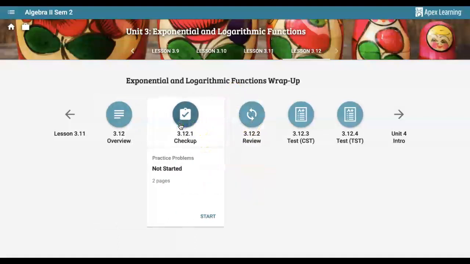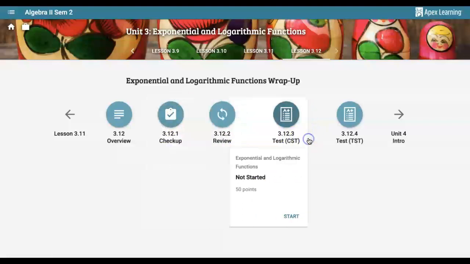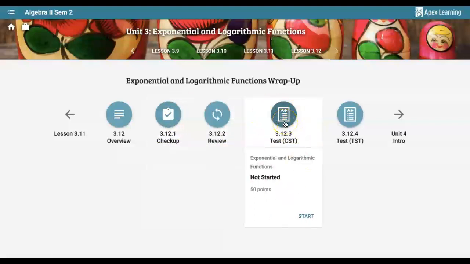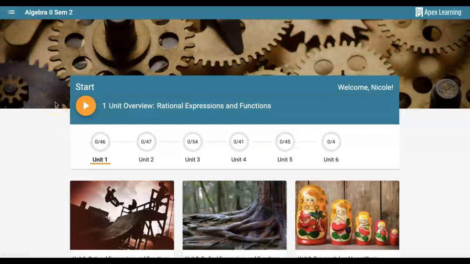This is a recap of everything we've done here. And always go here and do some of the checkup problems, because if you can do these checkup problems, it's a good indication of what's going to be asked of you on your test. All right. And you're going to take this 3.12.3 CST, right? You're only going to take the CST.